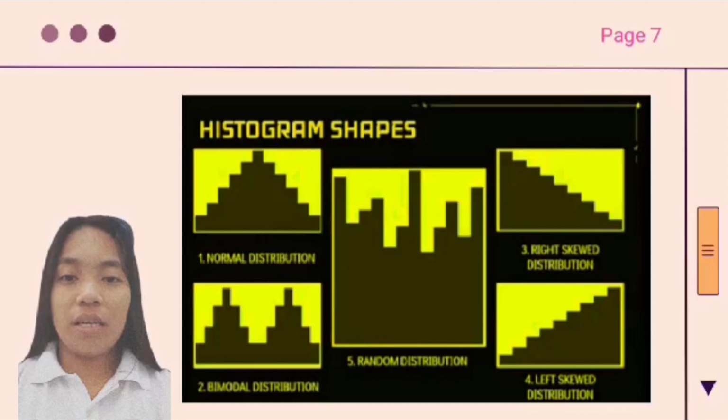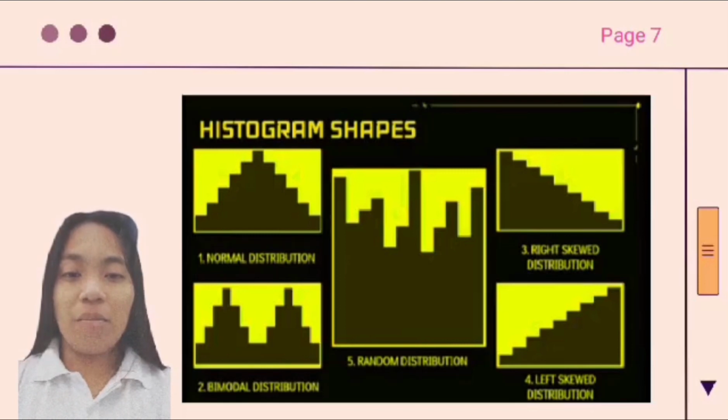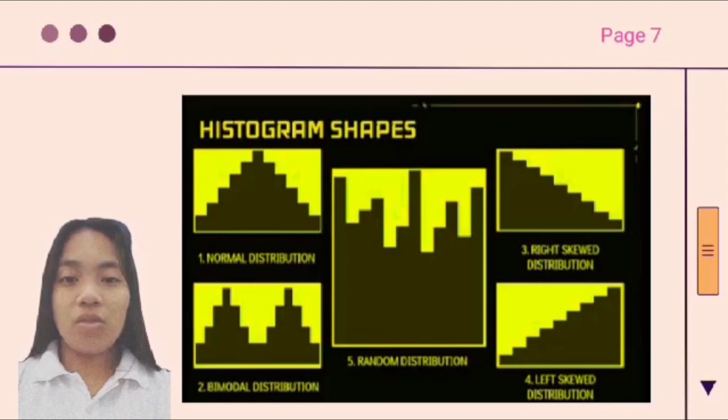So the next is the left skew distribution. A left skew distribution is also called a negatively skewed distribution. In a left skew distribution, a large number of data values occur on the right side with a fewer number of data values on the left side. A left skew distribution usually occurs when the data has a range boundary on the right-hand side of the histogram, for example, a boundary such as 100.